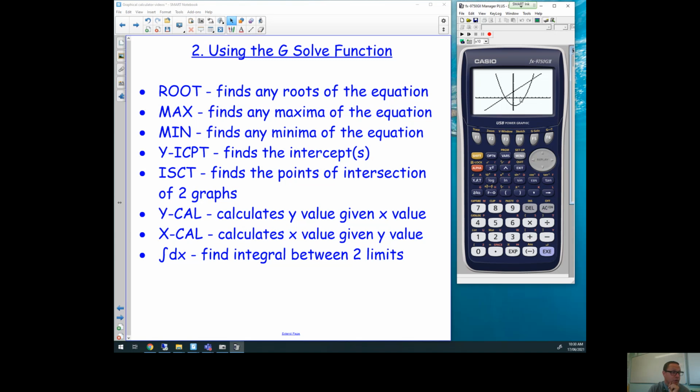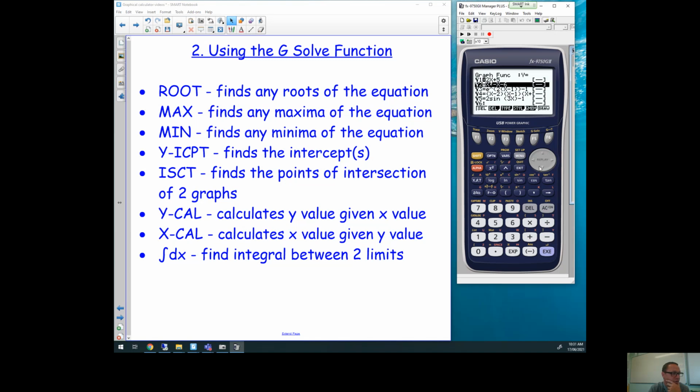So what you could then do is also find the intersection points of these two graphs. So I could go G-solve intersect, ISCT. So that tells me that they intersect at minus 2.14, 0.71. Okay. And I can move along and it will tell me the point of intersection of this one. Okay, so it's simply G-solve ISCT, which stands for intersection. Okay, and I could do that also.